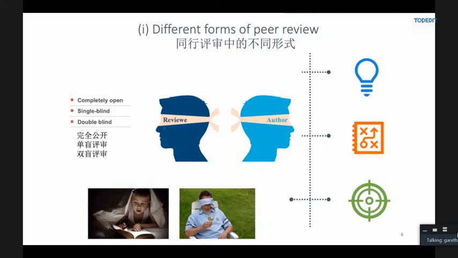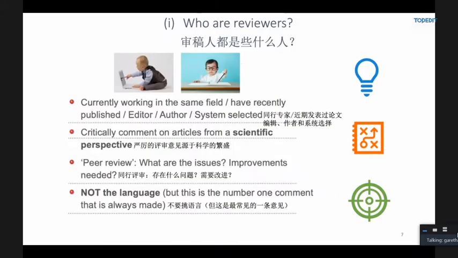These different forms of peer review used by different journals are important to know about as authors, because the way that you write, the way that you manage your article under these different systems will be different and will require different strategies when submitting and responding to comments. Completely open, single blind, and double blind peer review. Very important to be aware which kind your journal is going to be using.